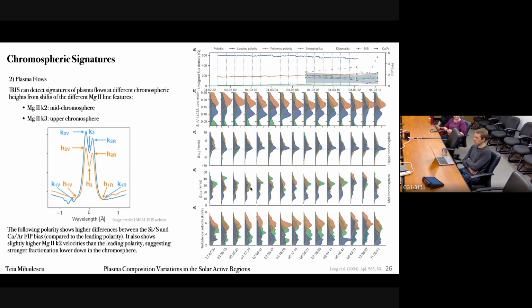If we skip to the third panel, this is showing the magnesium-2 K2 velocity. So it's looking at the middle of the chromosphere, and the signatures are not as strong as in the non-thermal velocities or non-thermal line widths, but the following polarity seems to show consistently higher velocities in the mid-chromosphere than the leading polarity. This would be consistent, and magnesium is a low FIP element, so we would expect to see a stronger speed for magnesium lower down in the chromosphere if that's where the fractionation process is happening.